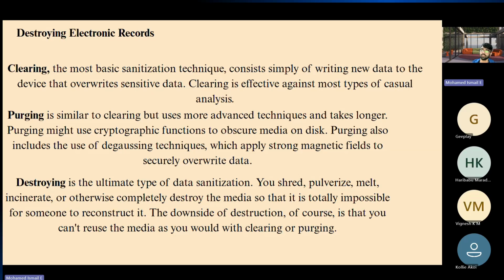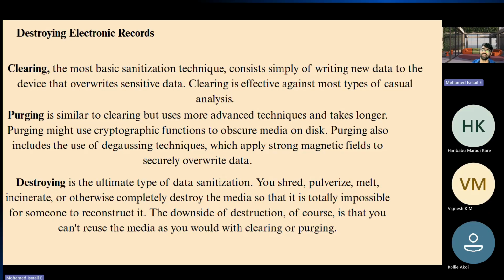Destroying is the ultimate type of data sanitization. You shred. Shred means you put that device into bits and pieces. You take the hard disk and shred it, so there is no way to dismantle or assemble it again, and no way to recover the data. Among the three, destroying is the most powerful type of data sanitization. You are completely eliminating the record.